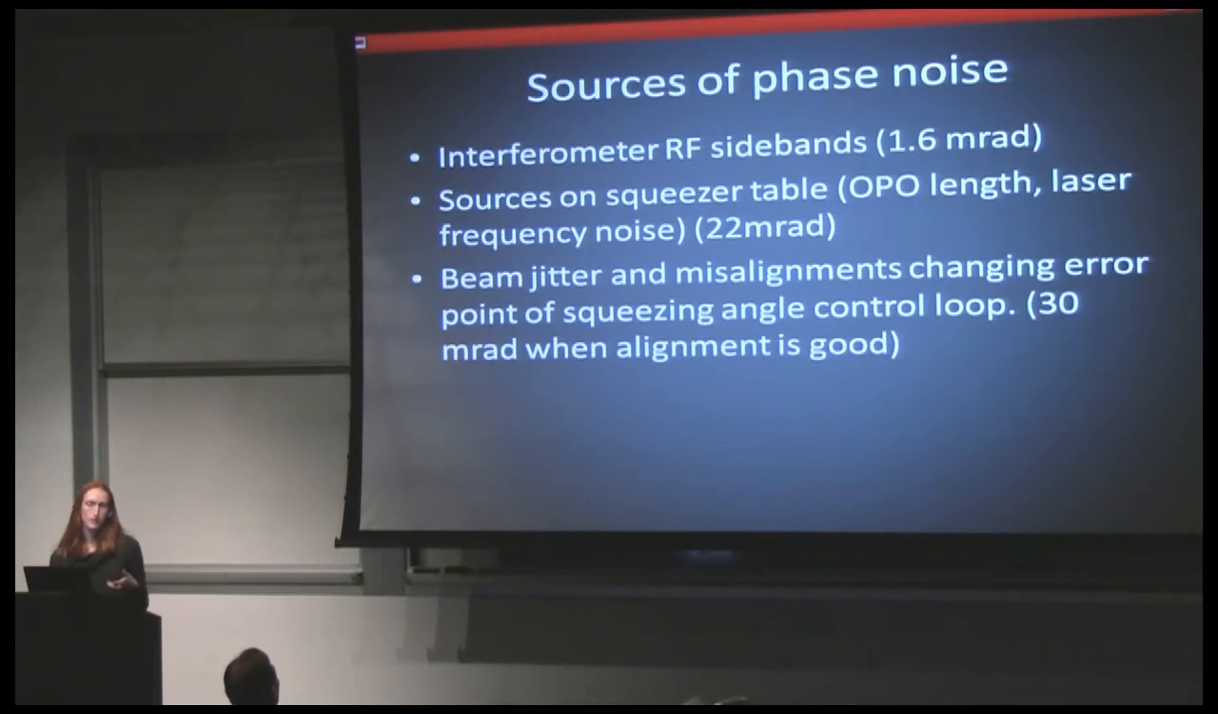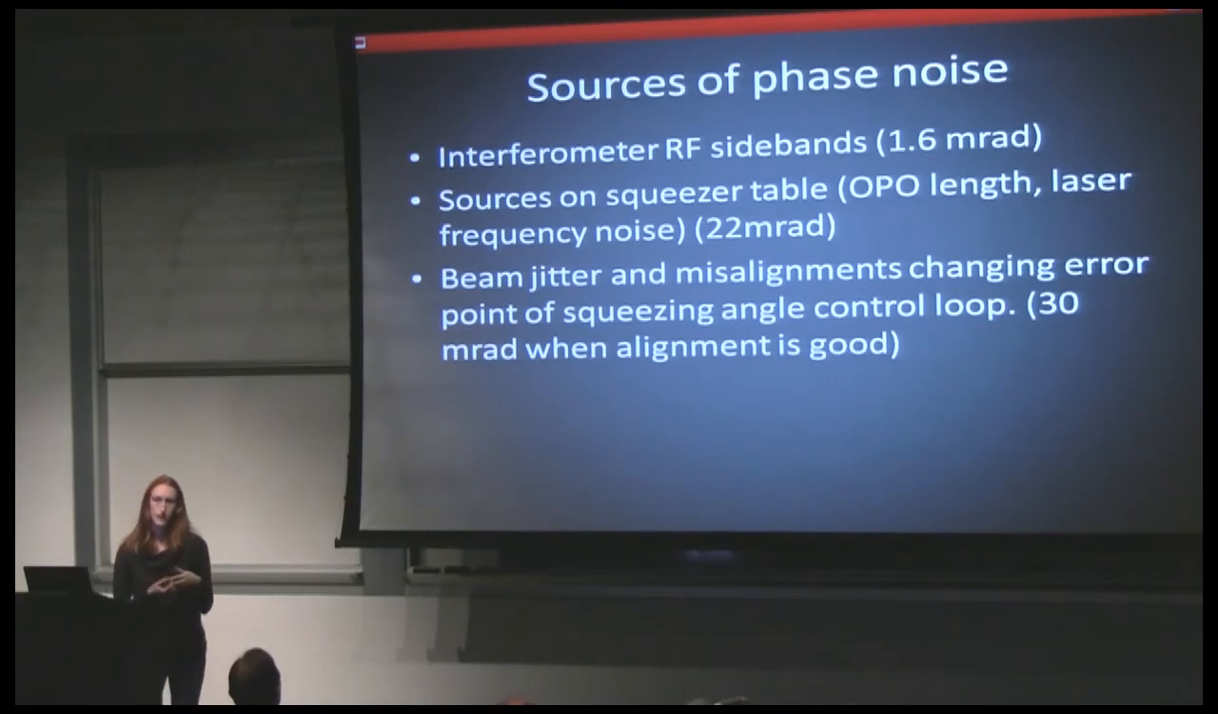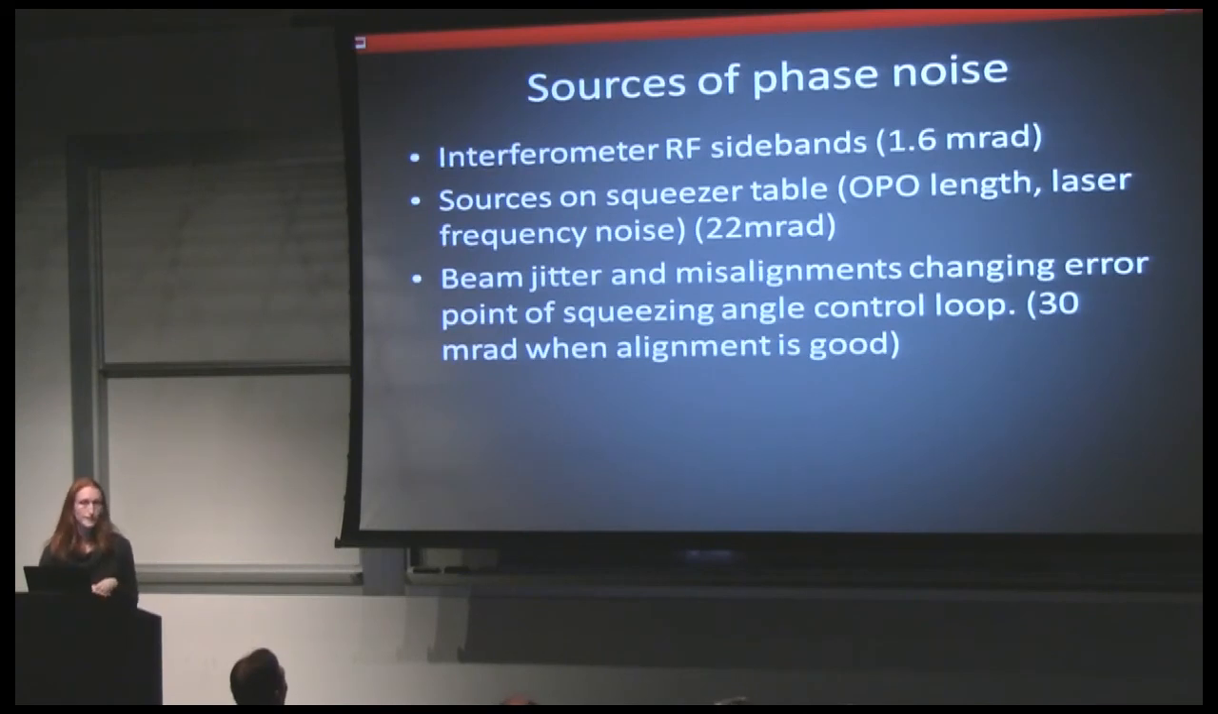So phase noise wasn't really limiting our ability to detect squeezing, but we wanted to account for all the phase noise that we saw and make sure that we understood where it came from. So we had about 1.6 milliradians of phase noise just from the RF sidebands, which was insignificant for us. We had an upper limit of 22 milliradians on the phase noise that came from sources on our table. So these are the things that we modeled in that control diagram, like laser phase noise and the length noise in the cavities. However, our phase noise budget didn't really add up. So there was a third source of phase noise that we hadn't expected.